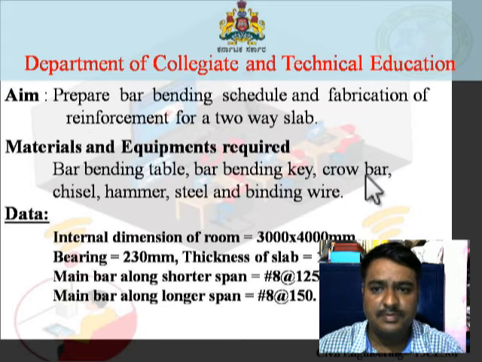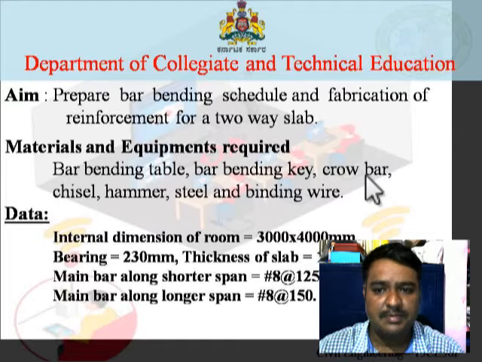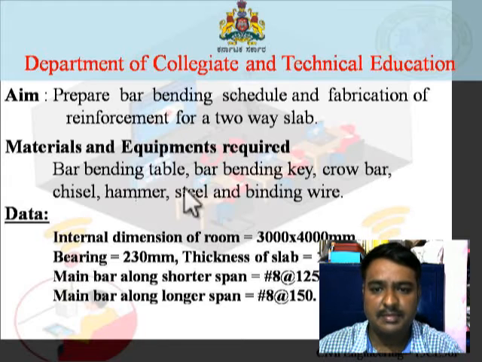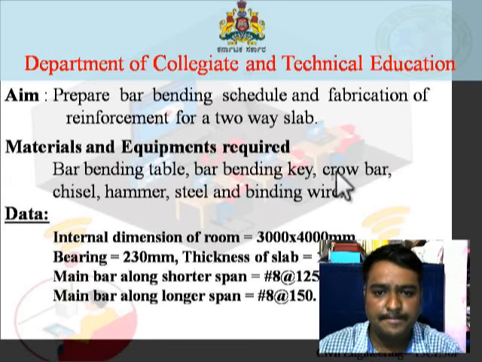So we go to the actual experiment part. The aim is to prepare a bar bending schedule and fabrication of reinforcement for a two-way slab. The materials required are a bar bending table, bar bending key, crowbar, chisel, hammer, steel and binding wire.